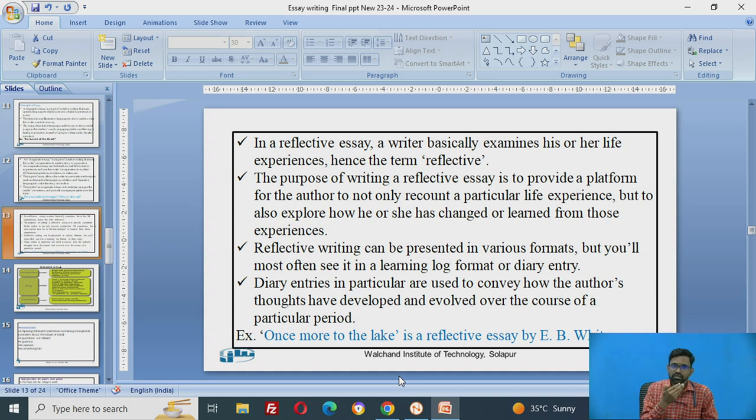Then the last classification is the reflective essay. In a reflective essay, a writer basically examines his or her life experiences, hence the term reflective. The purpose of writing a reflective essay is to provide a platform for the author to not only recount a particular life experience but also to explore how he or she has changed or learned from those experiences. Reflective writing can be presented in various formats, but you will most often see it in learning logs or diary entries. Diary entries in particular are used to convey how the author's thoughts have developed and evolved over the course of a particular period. The example of a reflective essay is Once More to the Lake, written by E. B. White.